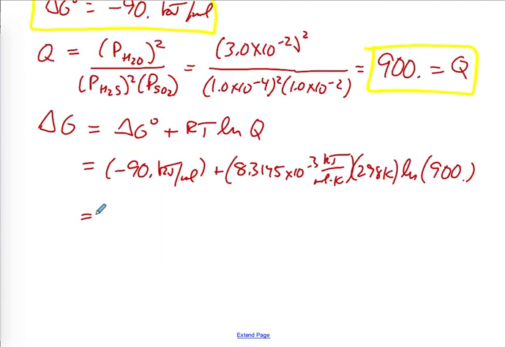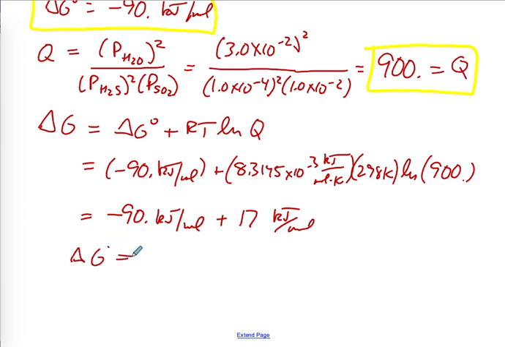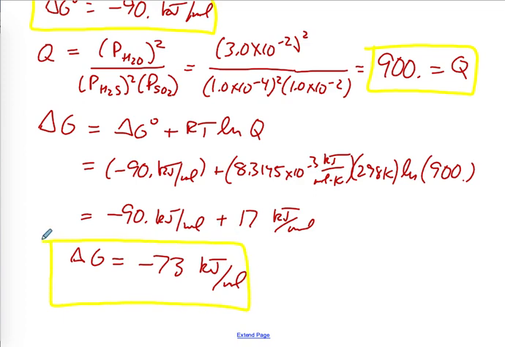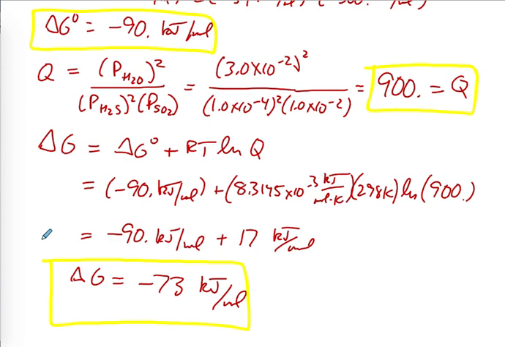Let's just look at what these terms are. So this is negative 90 kilojoules per mole plus an additional 17 kilojoules per mole, or delta G is equal to, not delta G naught, but delta G is equal to negative 73 kilojoules per mole. So the standard free energy change for this reaction, that is delta G under standard conditions, is negative 90 kilojoules per mole, but delta G under these specified non-standard conditions is only negative 73 kilojoules per mole.